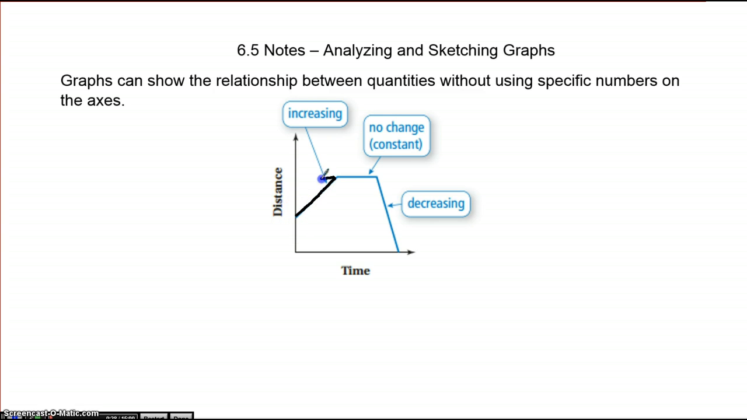When the slope is positive, when the slope is going up, the value is increasing. When it's a horizontal slope, a zero slope, there is no change, right? And when it's going down, a negative slope, it's decreasing, right? So if this is distance and time, this would be I'm walking faster, this would be I'm not walking at all, and this would be I'm walking back to where I started from.